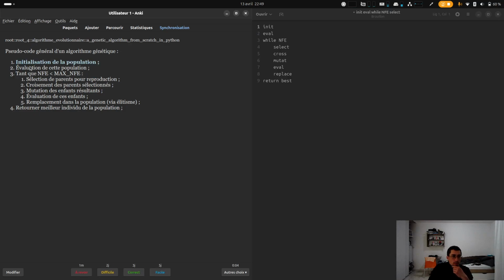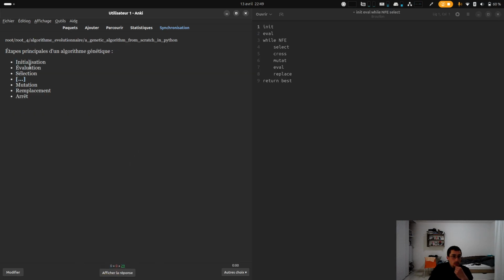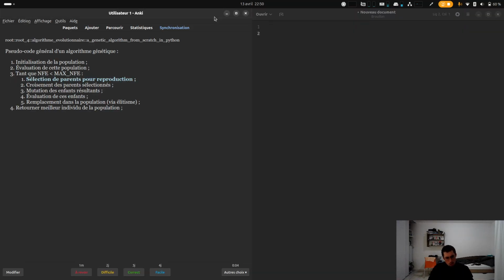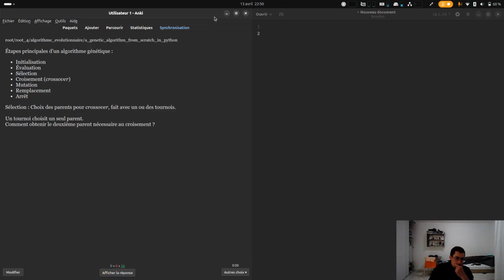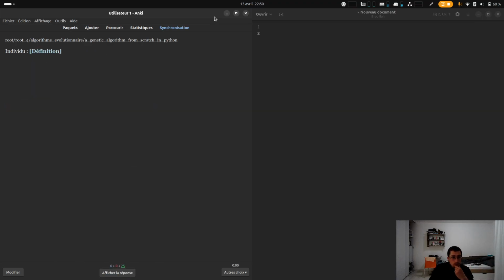You initialize the first population, while NFE is this now. Select, combine, mutate, NFE, initialization, evaluation, selection, not mutation, combination, of course. Well, we have it right here again, but this time I'll put it in 2 because I don't want to explain. Initialization, evaluation, selection. A tournament, choose 1 parent. How to get the second one? You make another tournament, of course.